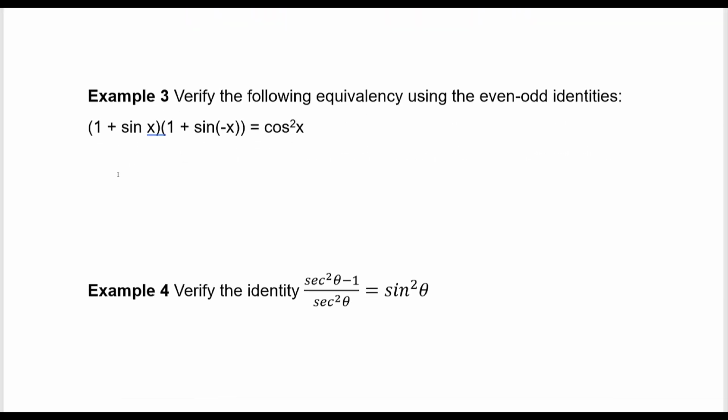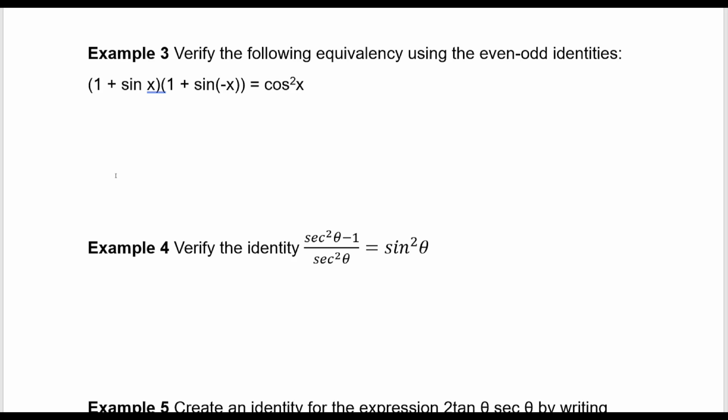Moving on. Verify the following equivalencies using the even-odd identities. So the key here is the sine of negative x. So we have 1 plus sine of x times 1, and sine of negative x is the negative of sine of x. So I'll do 1 minus sine of x. I want this to be cosine squared x. You probably already see where it's going.